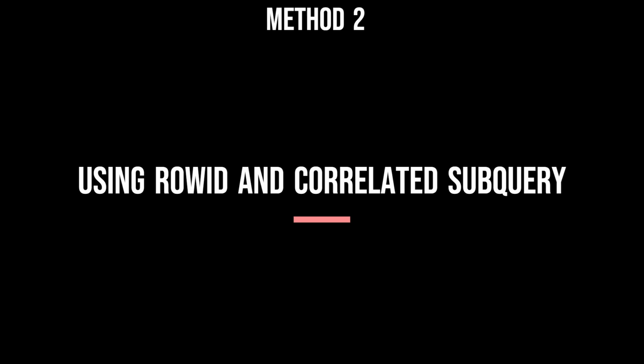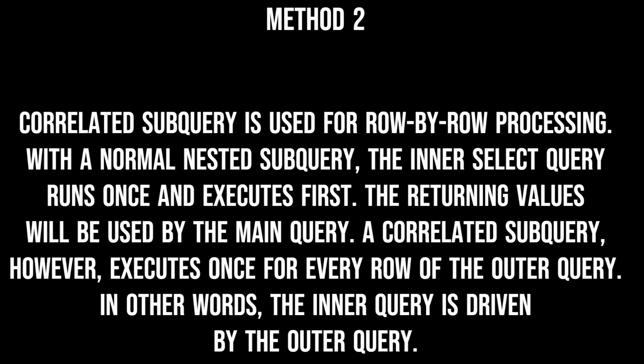Method 2. Using row ID and correlated subquery. Correlated subquery is used for row-by-row processing. With a normal nested subquery, the inner select query runs once and executes first. The returning values will be used by the main query. A correlated subquery, however, executes once for every row of the outer query. In other words, the inner query is driven by the outer query.